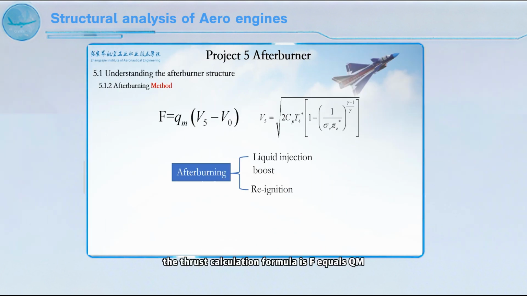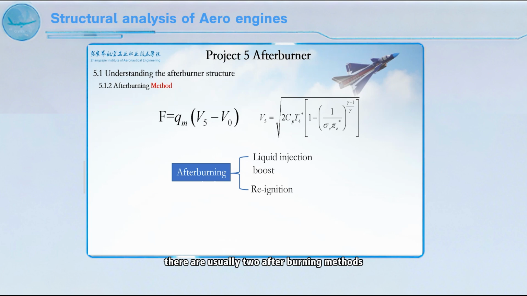The thrust calculation formula is F equals Qm, the mass flow, multiplied by the exhaust velocity V5 minus the intake velocity V0. There is also a calculation formula for exhaust velocity V5, but this is not the focus of our study in this class, so I will not go into details.